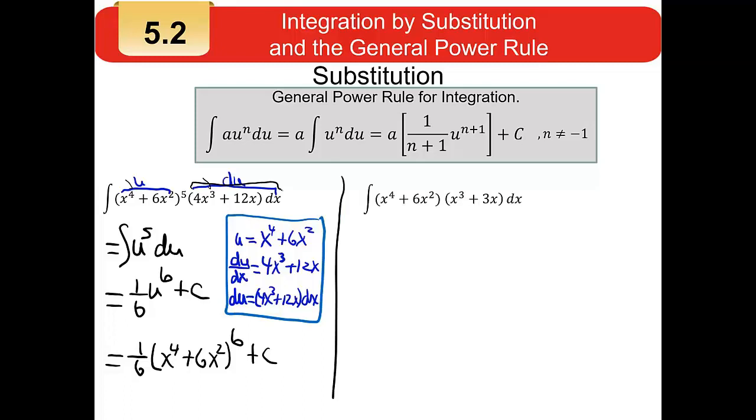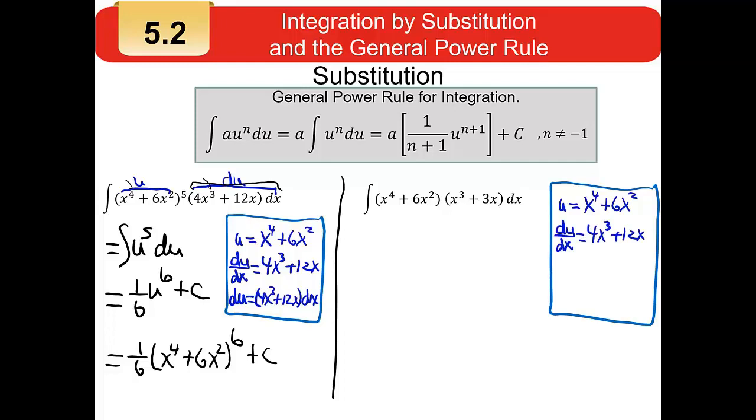How about this one? Very similar. I made a couple of changes. Let's see what happens. Start off the same process. There's no reason why the x to the 4th plus 6x squared can't be the same value of u. I know when I take the derivative of x to the 4th, I'll get something with x to the 3rd, so that's promising. Take the derivative, I get 4x to the 3rd plus 12x. Now that's not exactly what I have for du.